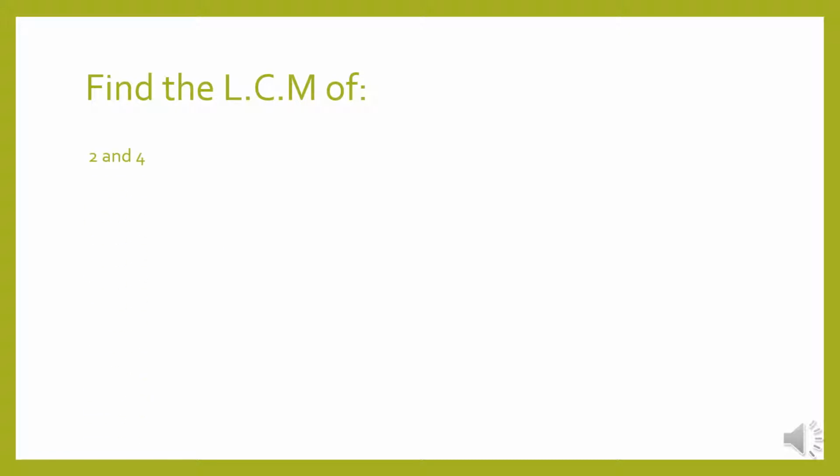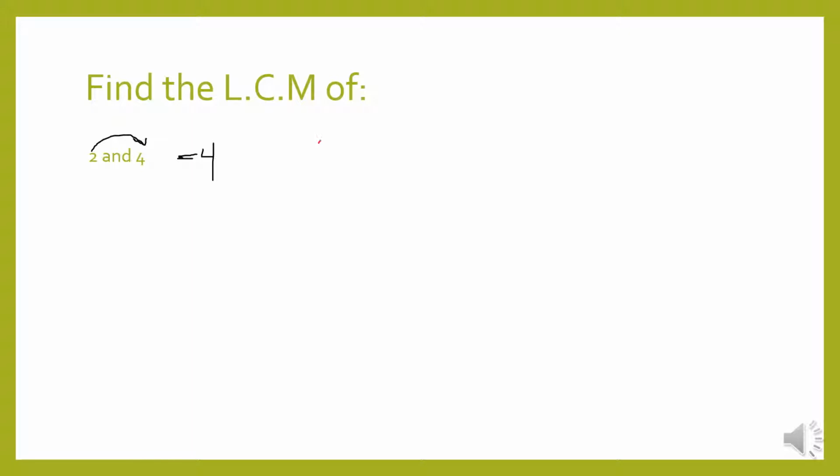Let's find the LCM of 2 and 4. This one is easy. The LCM of 2 and 4 will be 4. How do I know that? Because I can look at 2 and 4 and I know that 2 can go into 4. And 4 can also go into 4. So the LCM of 2 and 4 is 4.